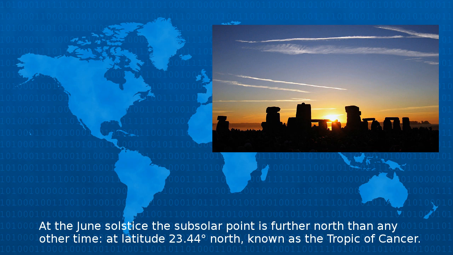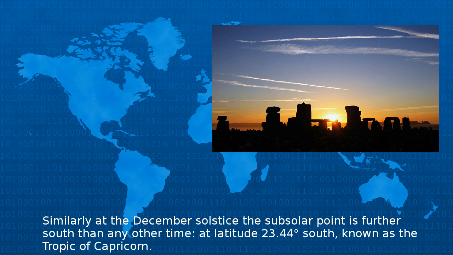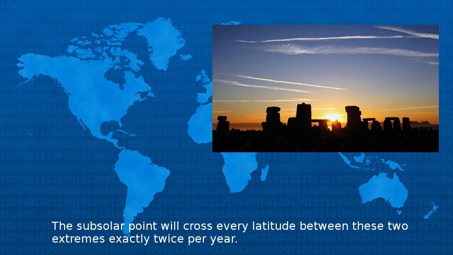At the June solstice the subsolar point is further north than any other time, at latitude 23.44 degrees north, known as the Tropic of Cancer. Similarly, at the December solstice the subsolar point is further south than any other time, at latitude 23.44 degrees south, known as the Tropic of Capricorn. The subsolar point will cross every latitude between these two extremes exactly twice per year.